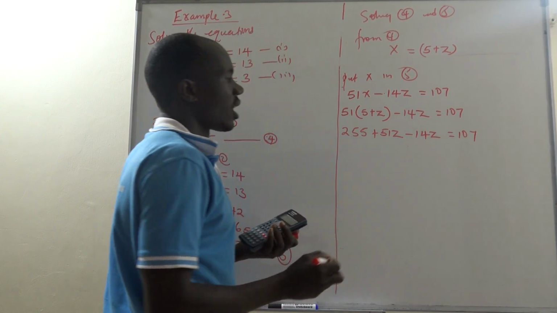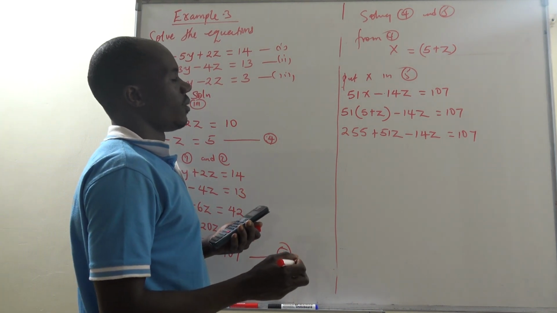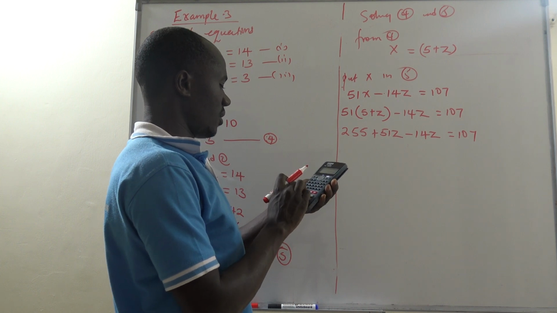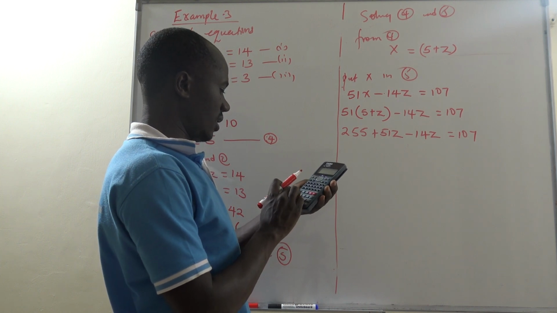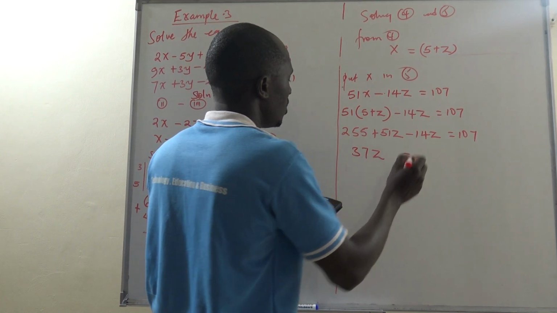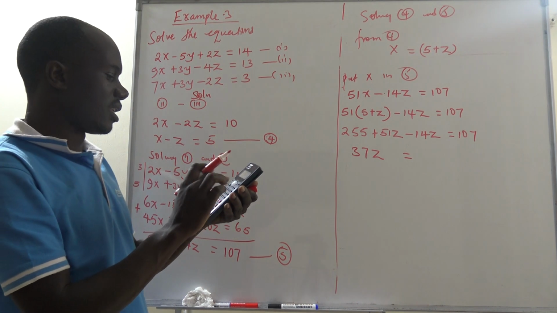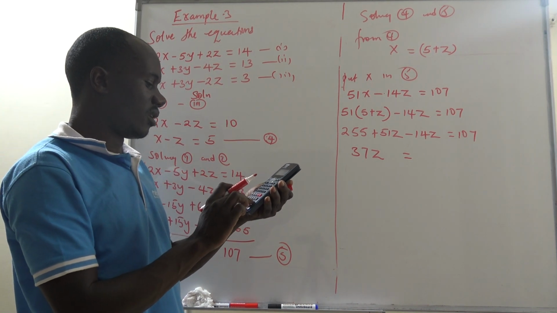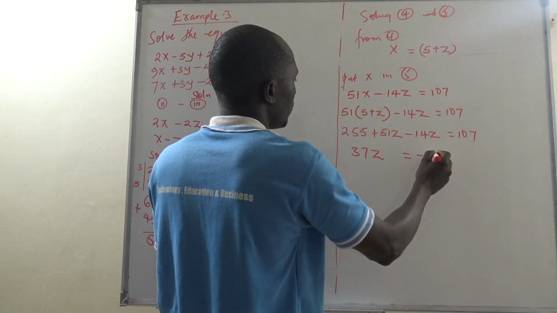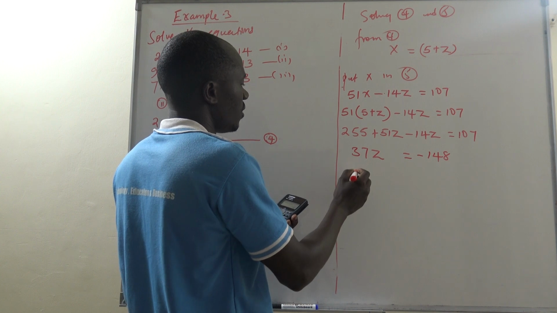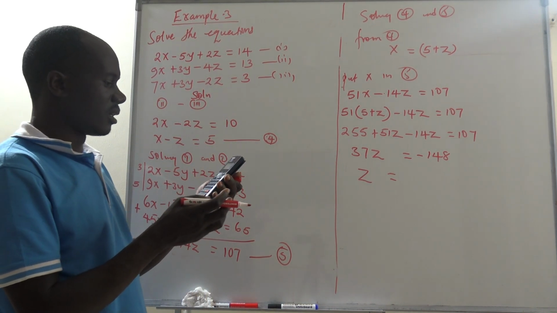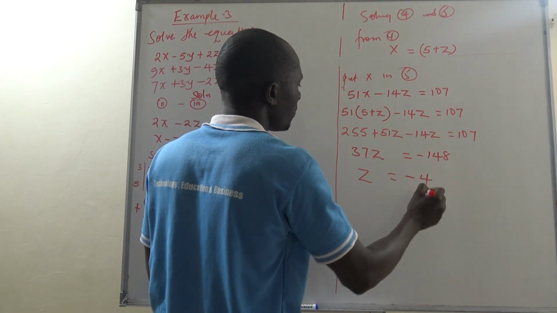Can we collect like terms? 51z minus 14z, what do you get? 51 minus 14, we are coming out with 37z equals, taking it to the other side, 107 minus 255, we are coming out with negative 148. We divide by 37. When we divide by 37, automatically we are coming out with z as negative 4.